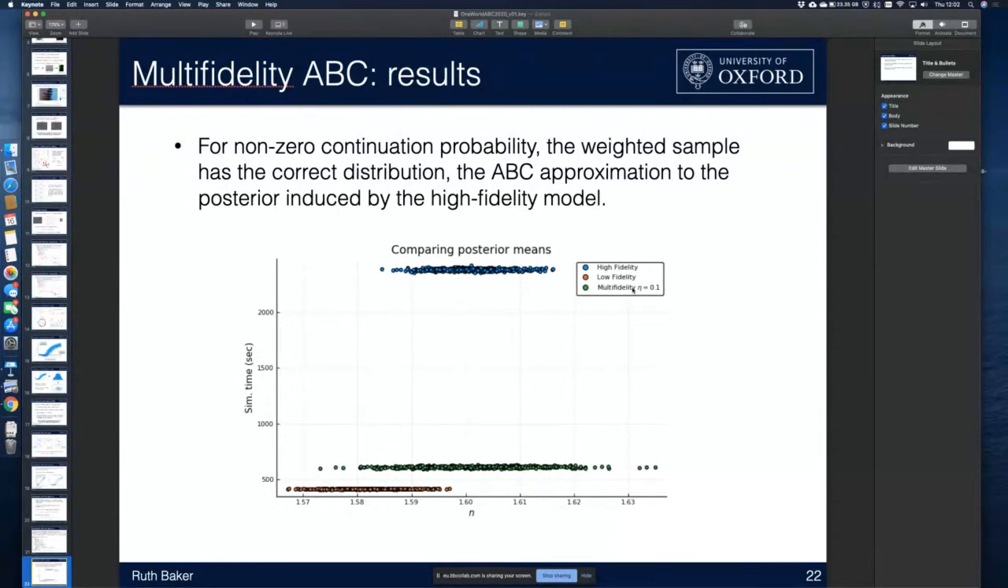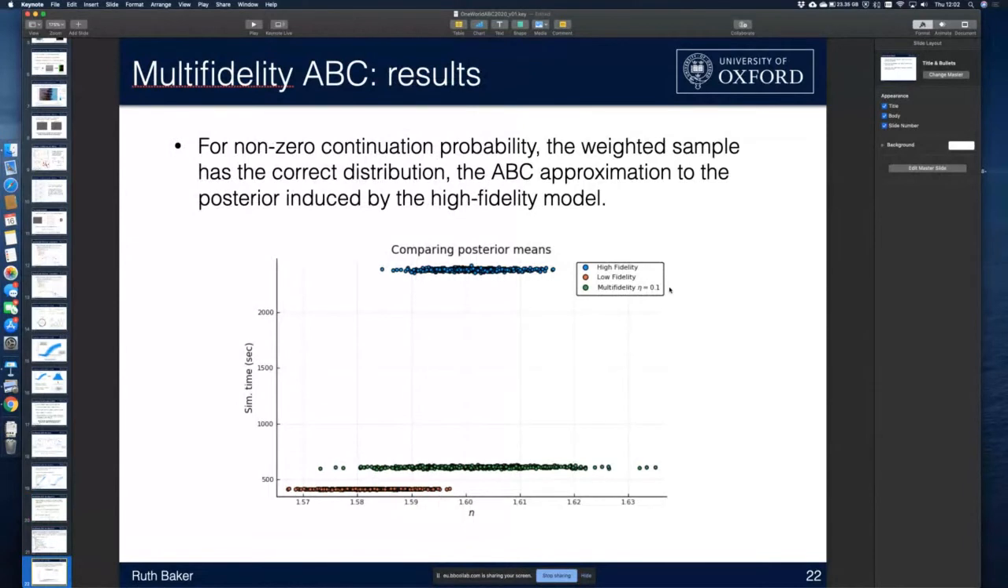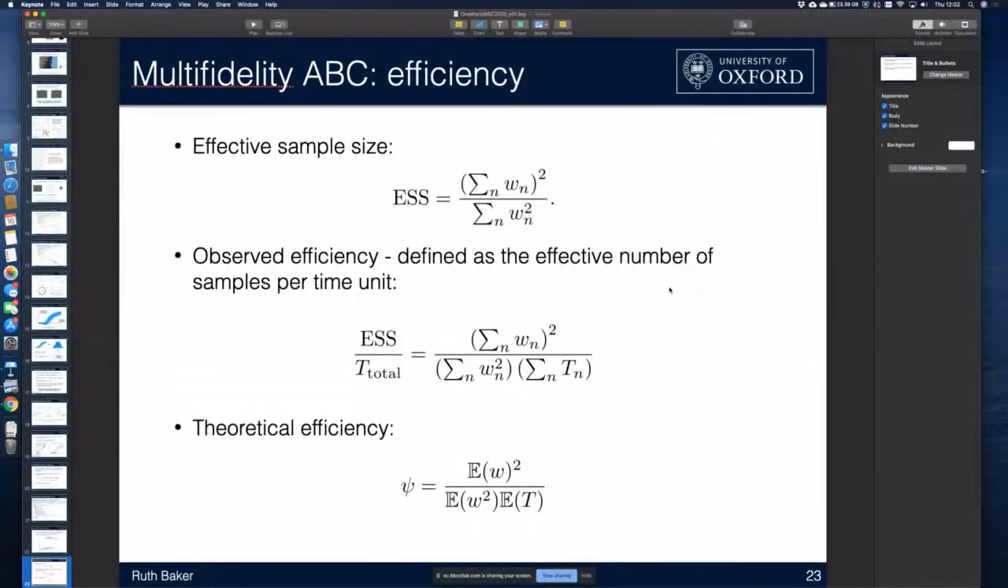Okay, so the real question then becomes, how do I optimize this algorithm? Essentially I've got a choice of continuation parameter. Going back again, the continuation parameter is this decision to check my weights using the high fidelity model, and I've got values e1 and e2. What I want to do is figure out how best to choose e1 and e2 to get the posterior distribution most efficiently. So what we started thinking about was measures of efficiency.